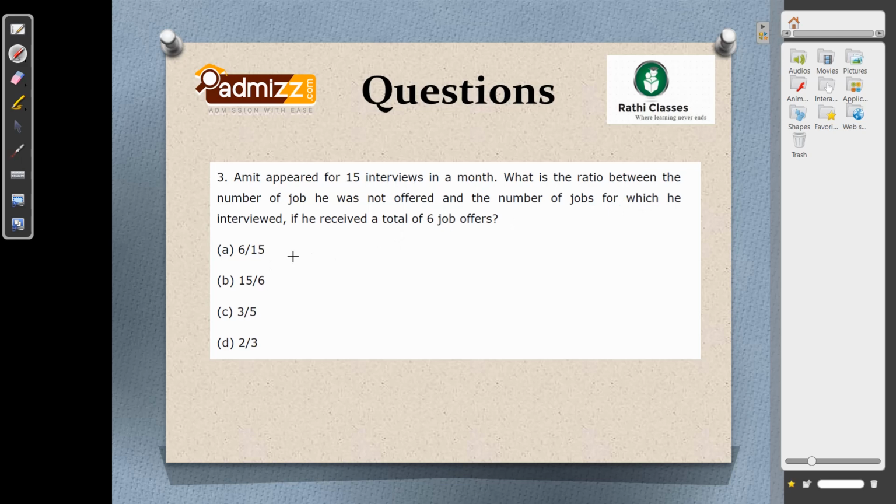Total interviews are 15, job offers are 6. So the jobs he was not offered are 15 minus 6, which is 9. So the answer would be 9 by 15. Both are multiples of 3, so the answer would be 3 by 5. So the option would be C. If you need to solve it, 15 minus 6 upon 15 is 9 by 15, which is 3 by 5. This is how we do the calculation in our mind. Moving on to the next question.